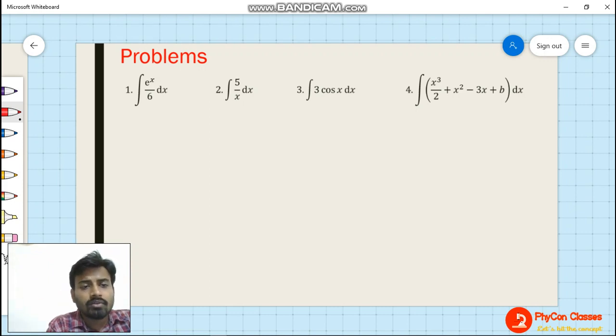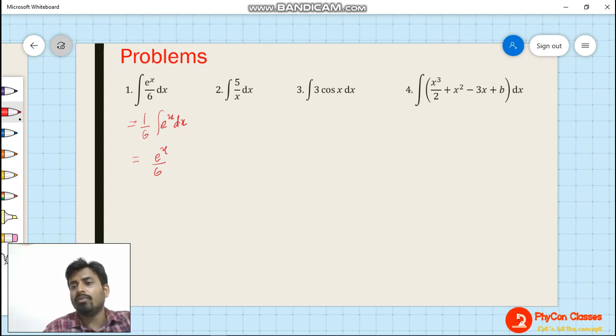Okay, so here this question I am solving. So 1 by 6, see, 6 is a constant value. A constant value can be taken out of the integration, no problem. Then integration of e to the power x dx. What is the integration of e to the power x? E to the power x itself. So e to the power x by 6. Okay, now one more point I'm going to tell you.